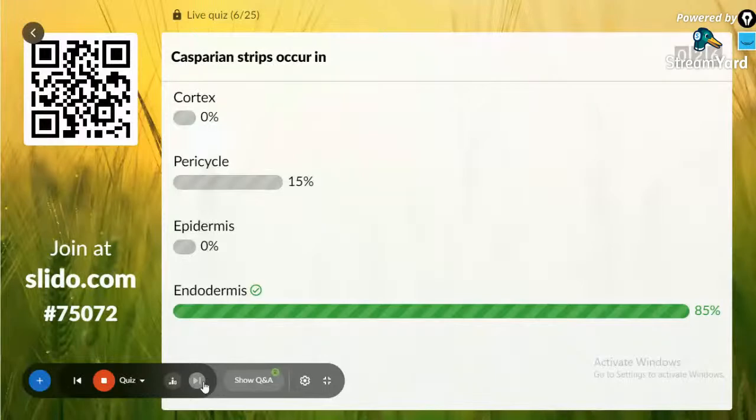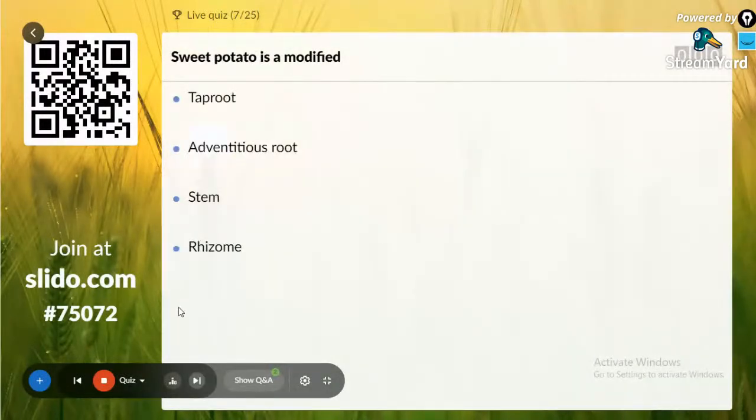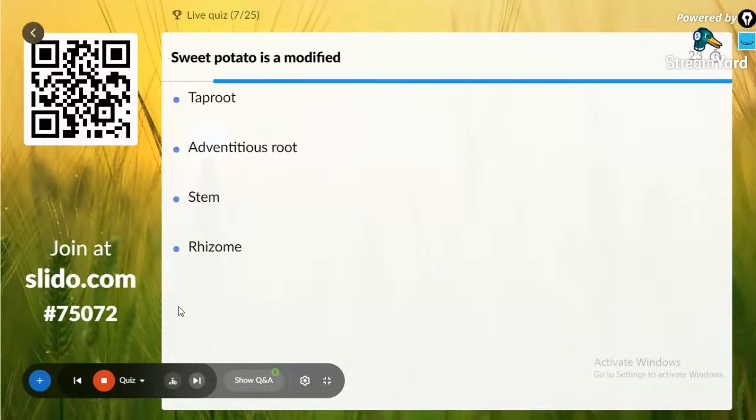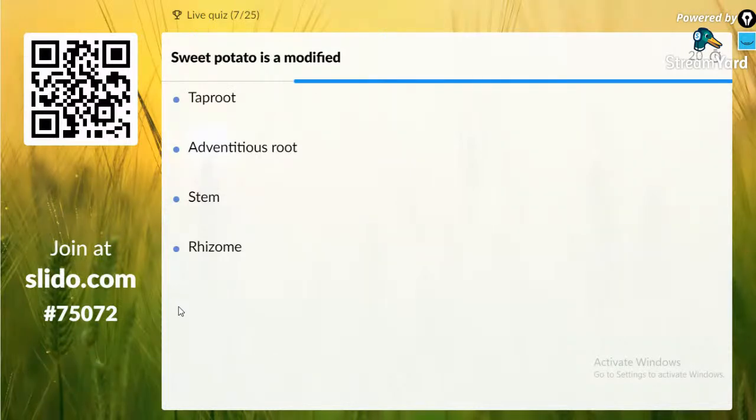Seventh question out of 25 on the screen. Again, a simple, humble question from NEET Mega Botany Test Number 1. Sweet potato is a modified option A taproot, B adventitious root, C stem, D rhizome. Sweet potato is a modified.